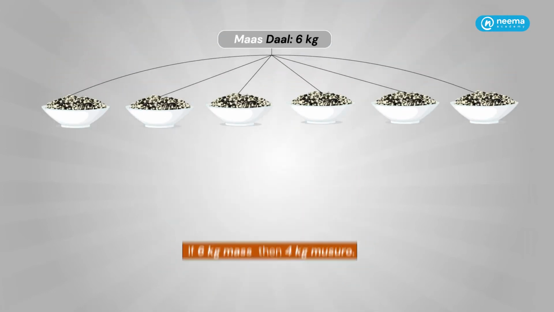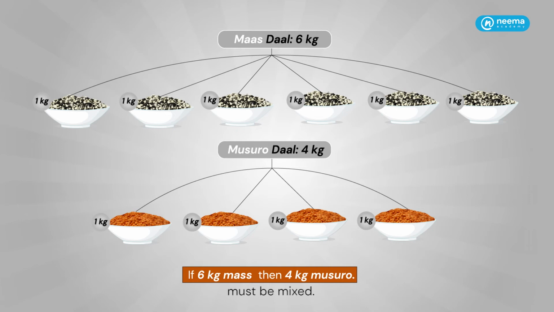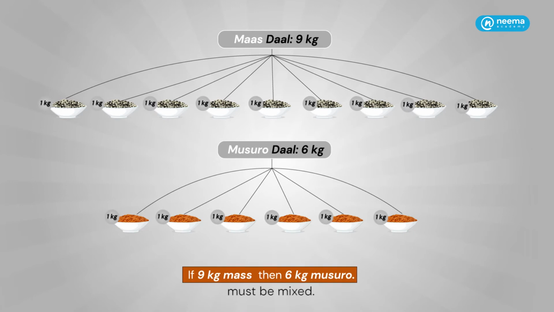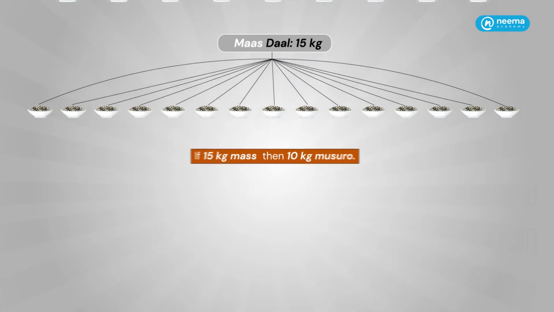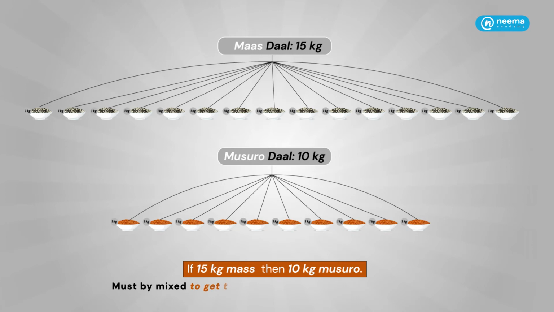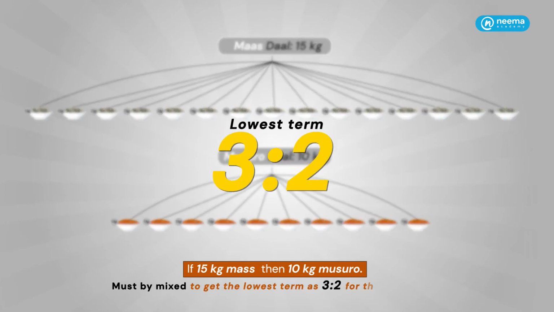If 6 kg mas, then 4 kg musuro. If 9 kg mas, then 6 kg musuro must be mixed. If 15 kg mas, then 10 kg musuro must be mixed to get the lowest term as 3:2 for the given mixture.